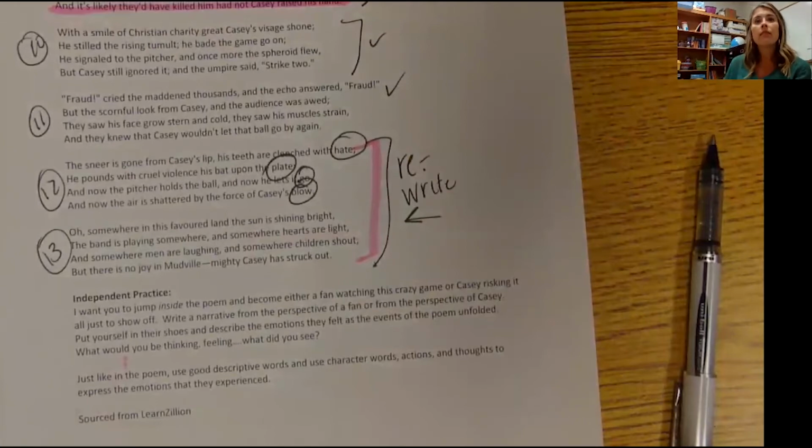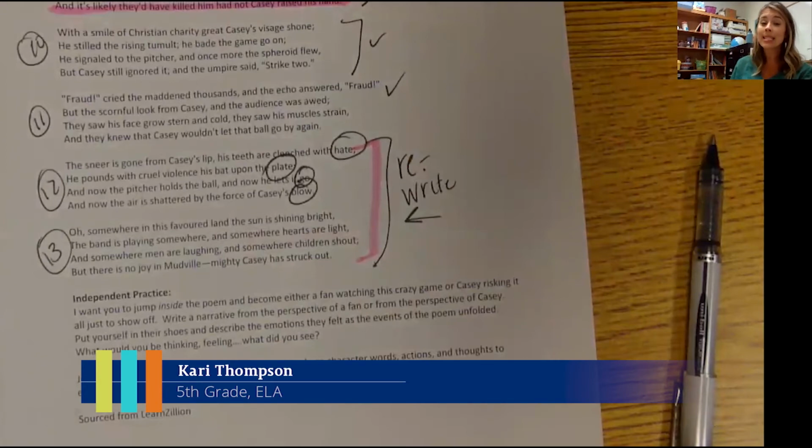Somewhere in this favored land, the sun is shining bright. The band is playing somewhere, and somewhere hearts are light. And somewhere men are laughing, and somewhere children shout. But there is no joy in Mudville. Mighty Casey has struck out.